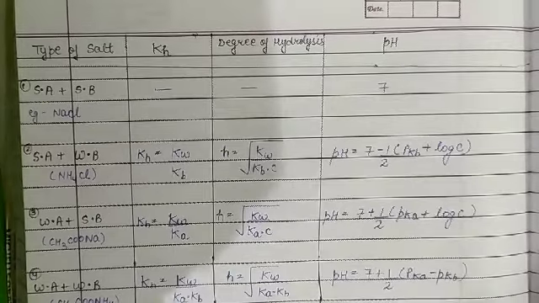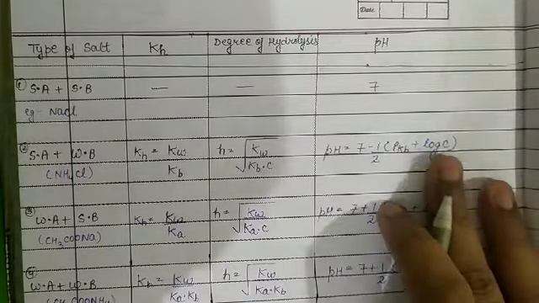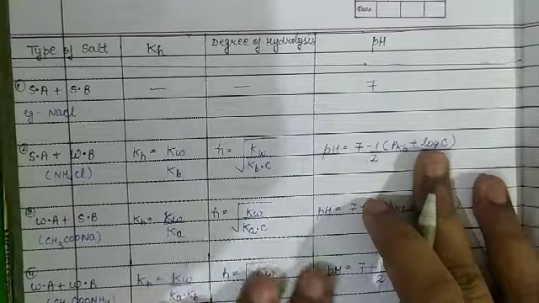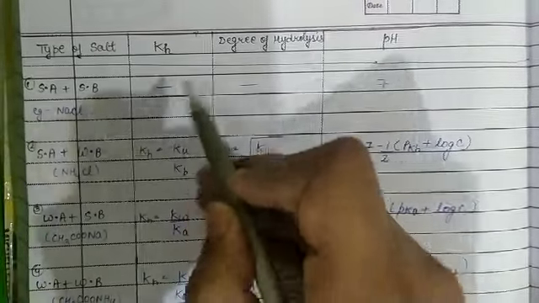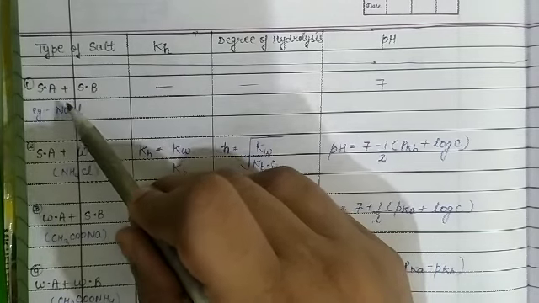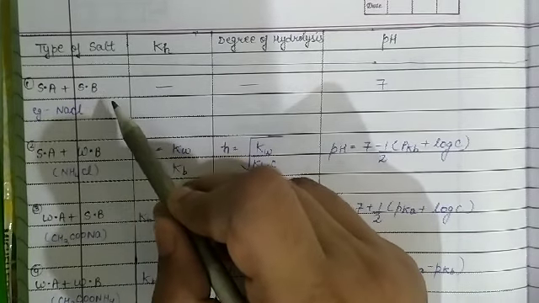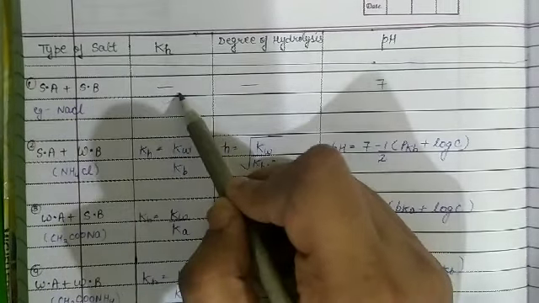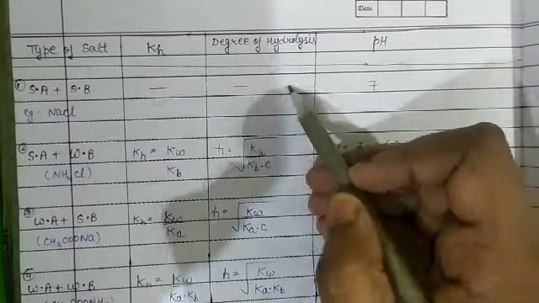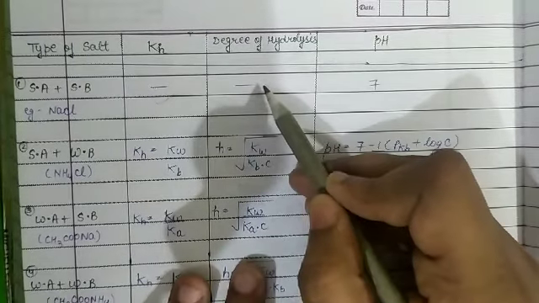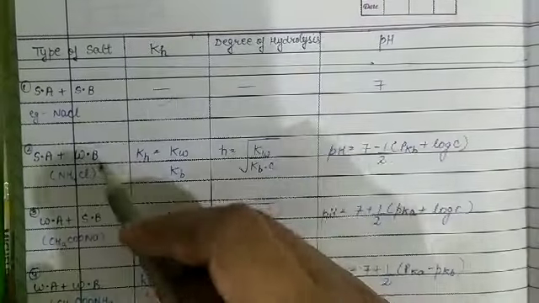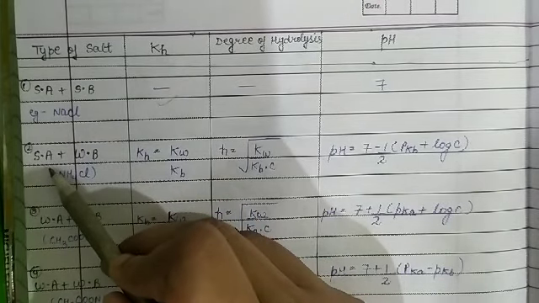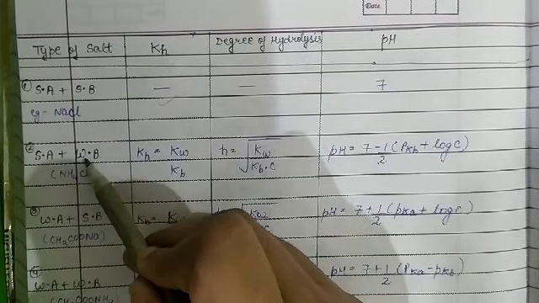See the formulas which are used in salt hydrolysis. The first type of salt is the salt of strong acid and strong base. We know the salt of strong acid and strong base does not undergo hydrolysis, therefore there is no value of Kh, the hydrolysis constant. Also there is no degree of hydrolysis, and this type of solution is always neutral, therefore pH is 7.